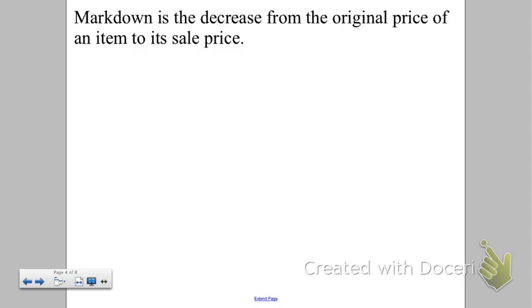Markdown is the decrease from the original price of an item to its sales price. The markdown formula is the exact same thing as the markup formula. The only difference is at the very end, a markdown is going to be a decrease in the original cost of the item. So it's like if an item was on sale or if it was cheaper for some reason.